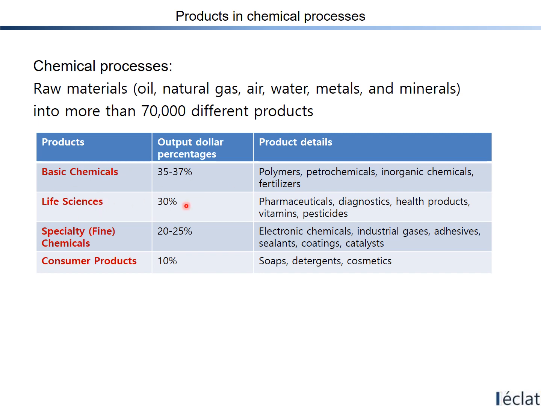And life science occupies 30% in dollars: pharmaceuticals, diagnostics, health products, vitamins, pesticides. Specialty or fine chemicals, about 20 to 25%, similar to each other: electronic chemicals, industrial gases, adhesives, sealants, coatings, and catalysts. Consumer products, just 10%, like soaps, detergent, and cosmetics. Those are the products made from our chemical processes.